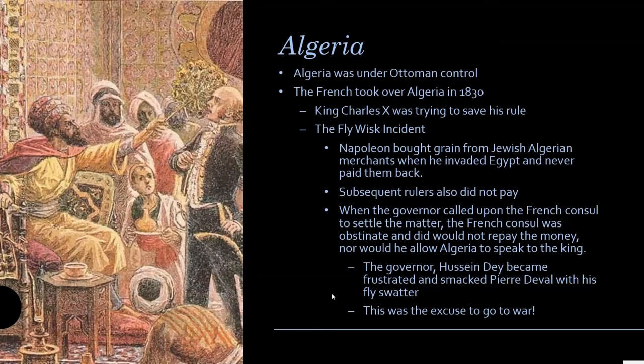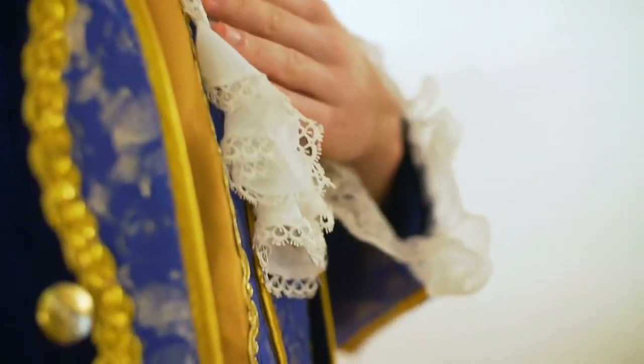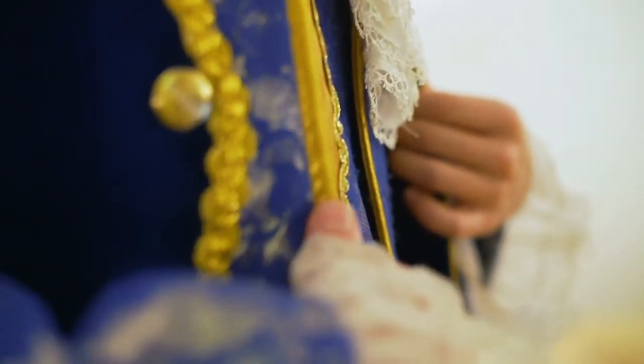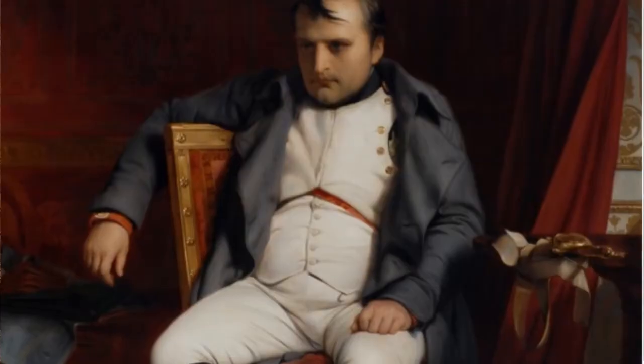Now, in terms of Algeria, if we go back, they were under Ottoman control. Now, the French take over Algeria in 1830. King Charles was trying to save his rule and take Algeria as a way to show his power. And what does he use as his excuse to go in and colonize Algeria? Well, we've got the fly whisk incident.